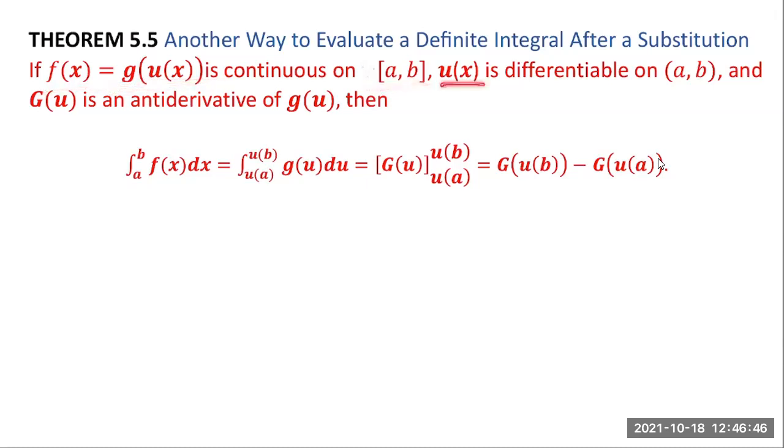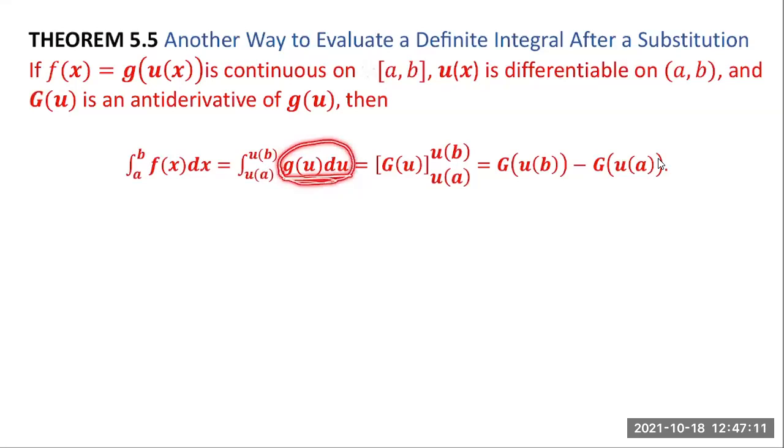u of x is differentiable on the open interval a comma b, and g of u is an antiderivative of lowercase g of u, then the definite integral from a to b f of x dx. Remember, these limits are for the x limits. These are the x limits. Is equal to, after you do the substitution, you come up with an integration in terms of u.